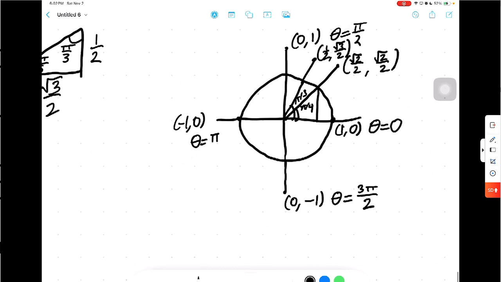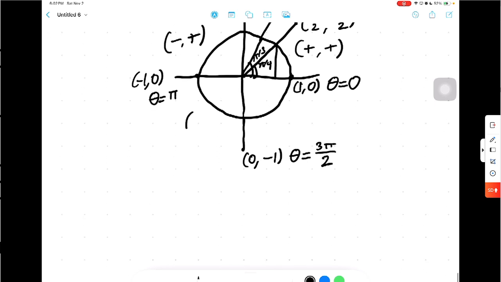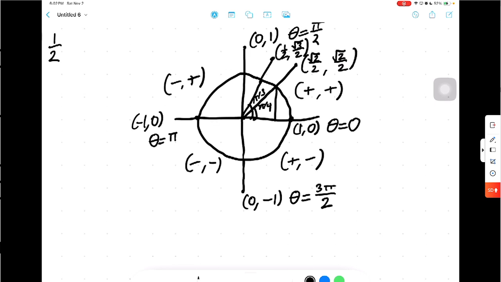And then every single time when I calculate this on here, you use the reference angle, pi over 4, pi over 3, pi over 6, or whatever. And then just adjust the signs depending on which quadrant you're in. So this one's plus plus. This one is minus plus. This one's minus minus. And this one's plus minus right here. Like this.